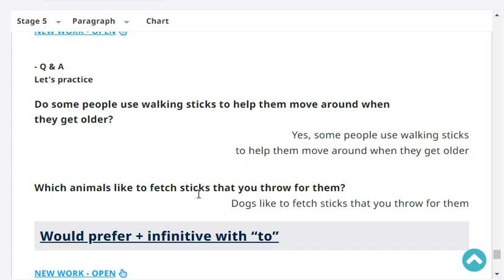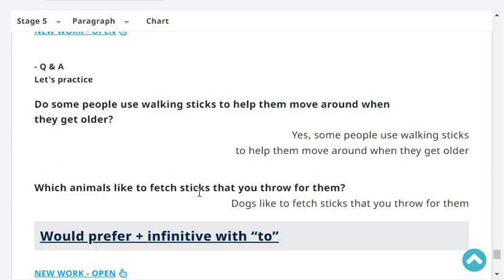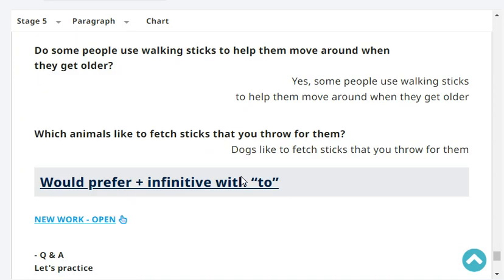Okay. Do some people use walking sticks to help them move around when they get older? Yes, some people use walking sticks to help them move around when they get older.